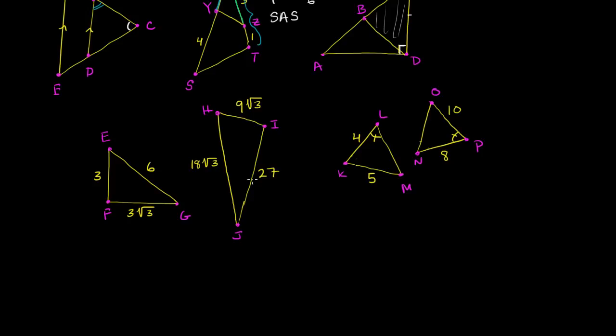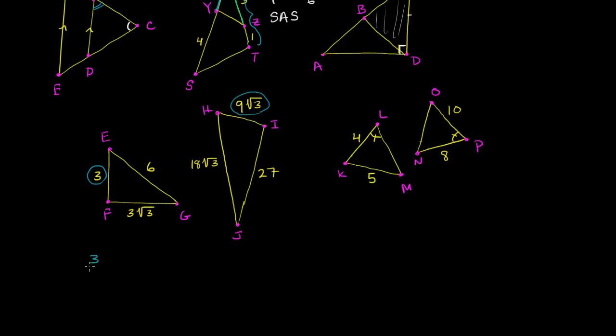Let's try this pair right over here. These are the first ones that we've actually separated out the triangles. So they've given us the three sides of both triangles. Let's figure out if the ratios between corresponding sides are a constant. Let's start with the short side. The short side here is 3. The shortest side here is 9 square roots of 3.